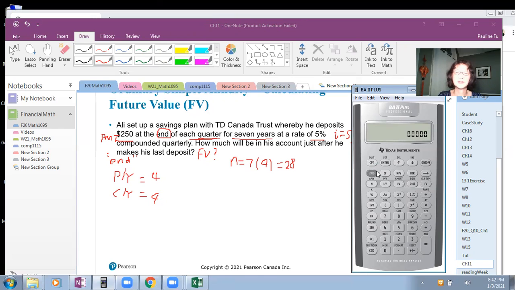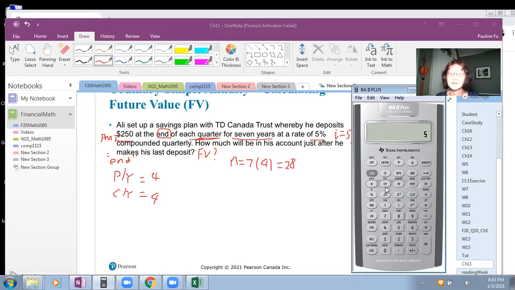Now enter the numbers. Term N is 28. 28 is term N. Interest is 5%. Just type in the number 5 as interest. When you use a financial calculator, you just enter the given interest without the percentage, without dividing by 4. Okay, so 5 is interest.